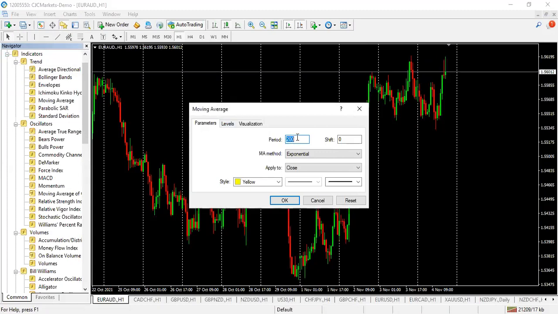So you pick period 200. You can see the method: we have the simple, the exponential, the smoothed, and the linear. You can use any period, but for the purpose of our strategy, we'll be picking period 200. Then we are picking exponential, and we are applying it to close. Then I'm going to use yellow as the line color and click OK.